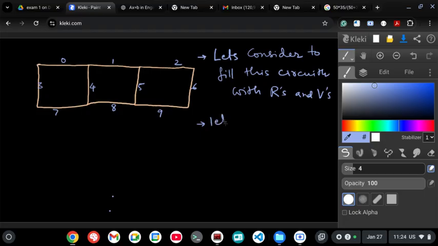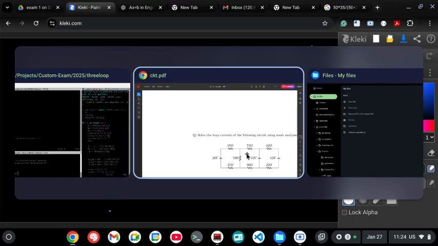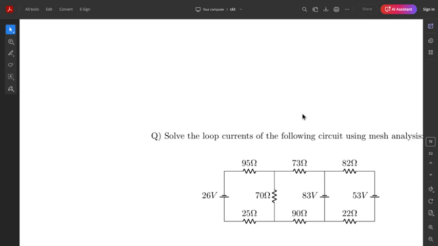For example purpose, let's take three voltages and seven resistances. In that case, the position of the three voltages can be anywhere, and the remaining will be resistances. Okay. So I'll show an example. I think I already opened it. So here you can see on the board.